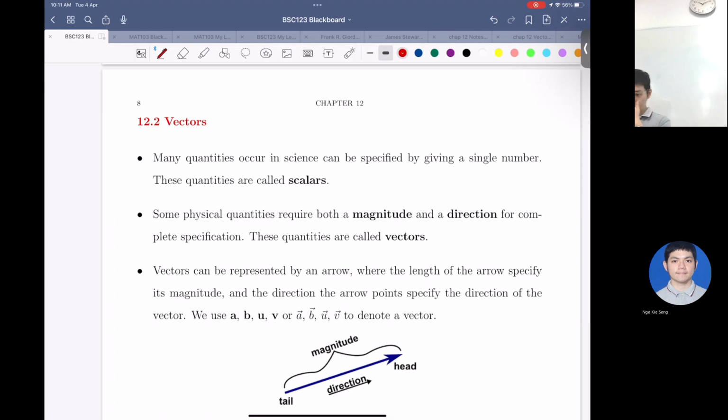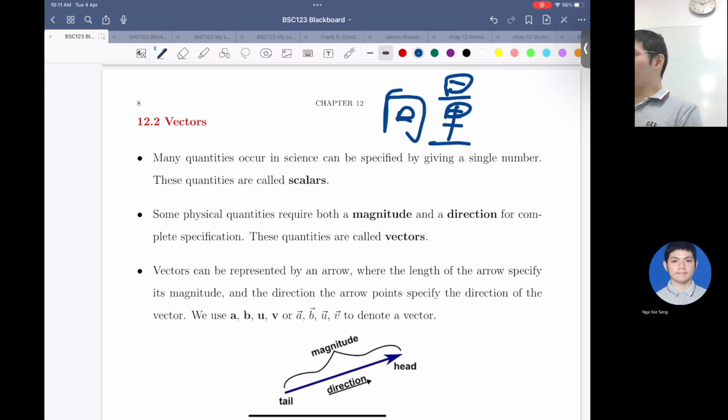Okay, so vectors. I think the Chinese translation is good enough. What is the Chinese translation? Let me write it down. Yes, correct. If you don't understand, never mind. But what I wanted to say is very important: this Chinese translation is very important.